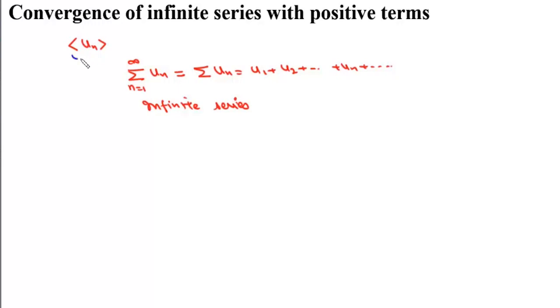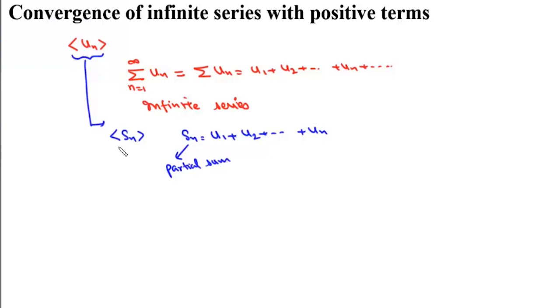Now with the sequence un, we can associate another sequence, and we'll write the sequence as Sn, and this Sn is defined as the sum of first n terms of this sequence un. Now here the sum of first n terms is called a partial sum. So this sequence Sn is called the sequence of partial sums.